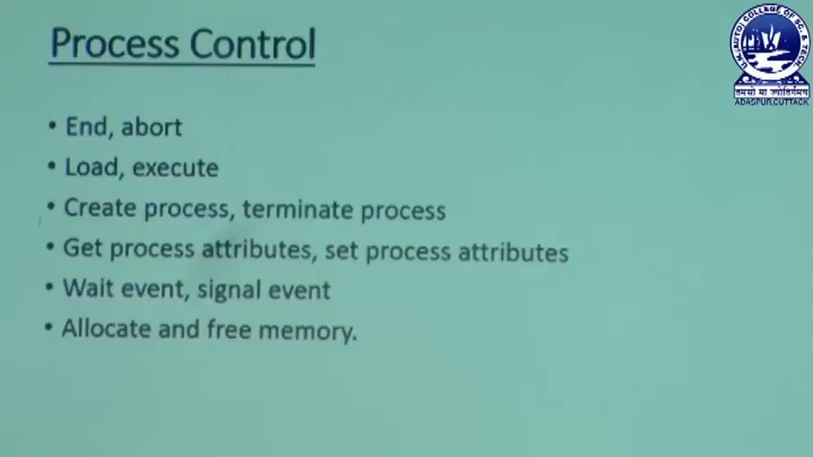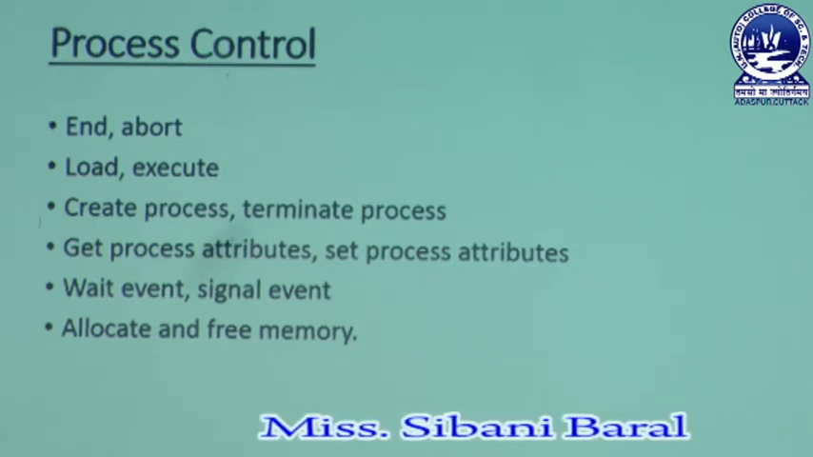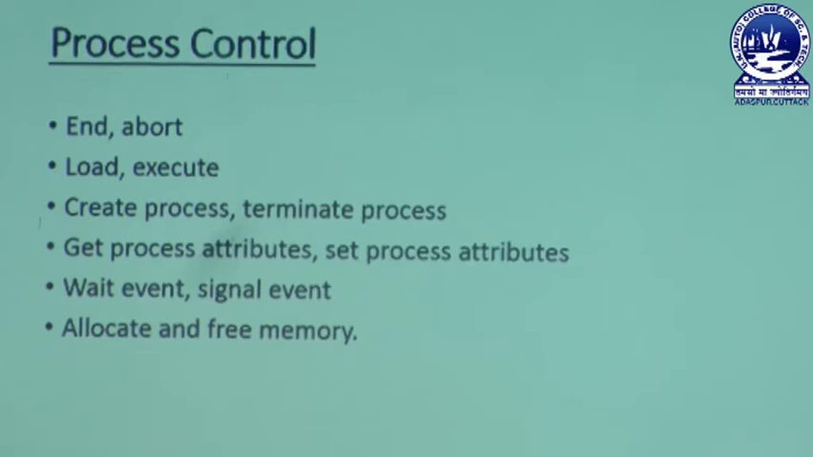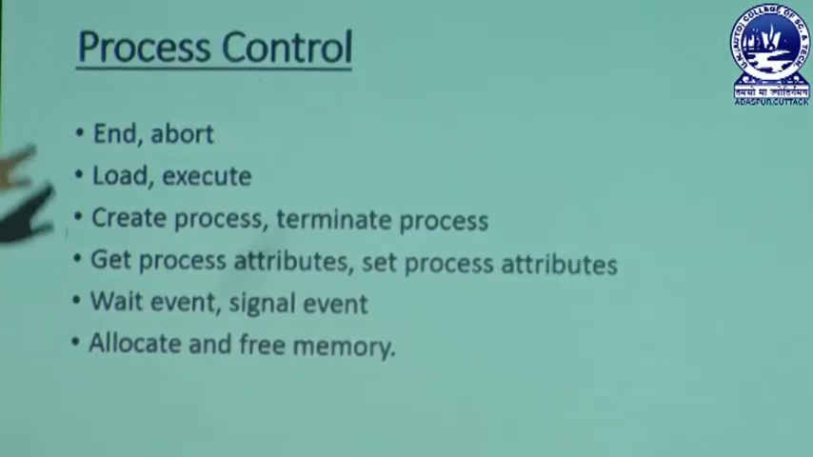First is process control. These are the system calls used for controlling processes. We know that there are many processes executing in our system. If a process is created in our system, it has to be run and executed, and it needs some system calls. There are certain system calls used for controlling that process. First is end and abort. These system calls fall under process control.